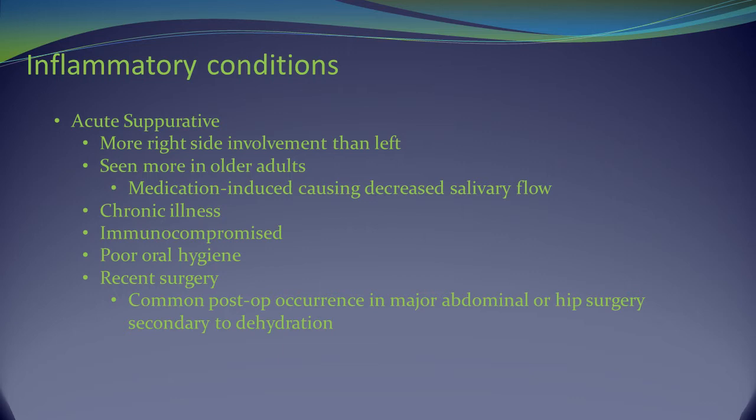Also, patients that have chronic illnesses, such as somebody with diabetes, with rheumatoid arthritis, somebody who's got renal failure, whether it's acute or chronic, or somebody who has some type of autoimmune disease. These patients will have a tendency to get this inflammatory process. Immunocompromised, we talked about a little bit, such as the HIV, and someone with poor oral hygiene, or someone who's had recent surgery.